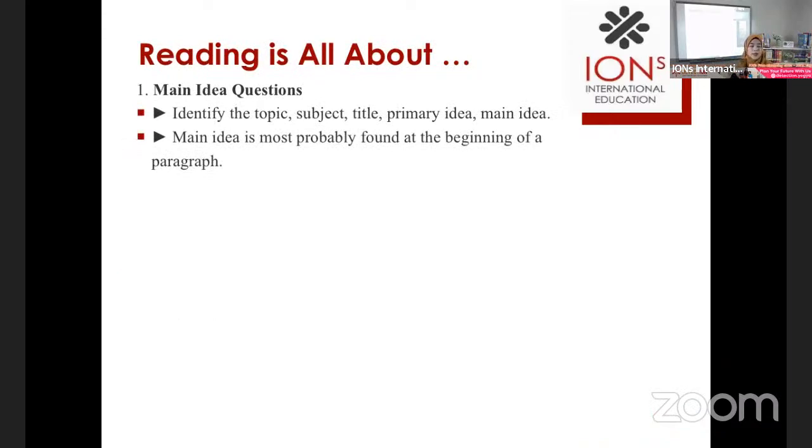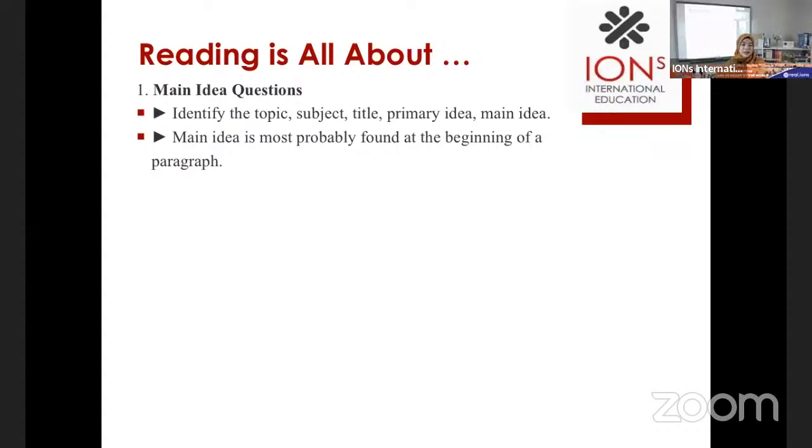Oke, nah kemudian apa saja skillsnya? Skills untuk reading itu ada beberapa. The first is you have to find the main idea. Jadi setiap passage biasanya akan ada pertanyaan related to main idea. How to do that? You have to find the main idea.